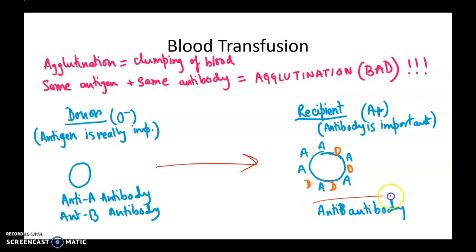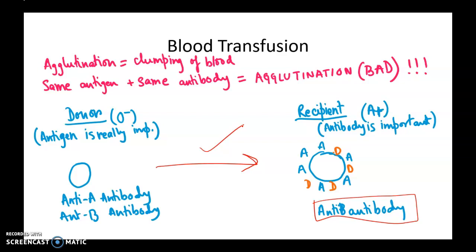So the recipient has anti-B antibody. The donor has no antigen. Yay! So the anti-B antibody has nothing to recognize and bind to, right? Therefore, this is okay. The donor does not have any antigen in the first place, so that's absolutely fine.